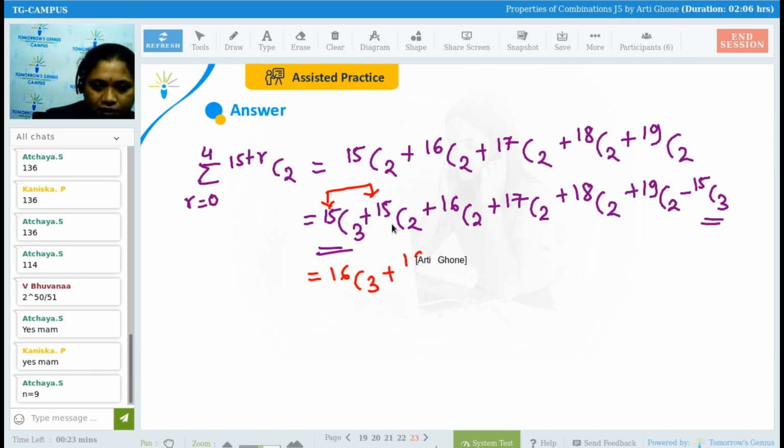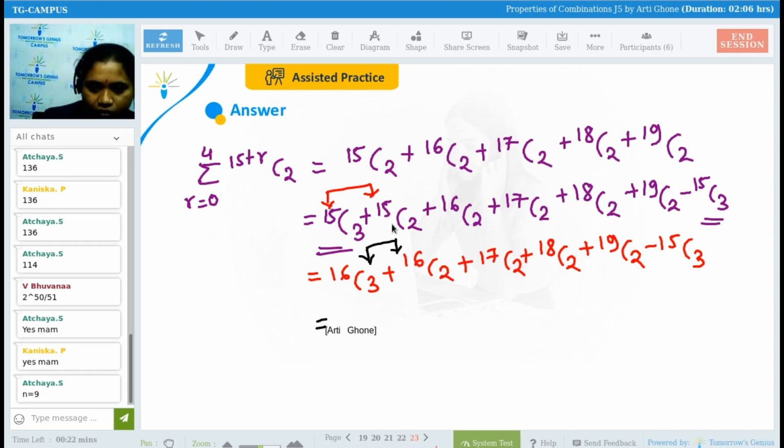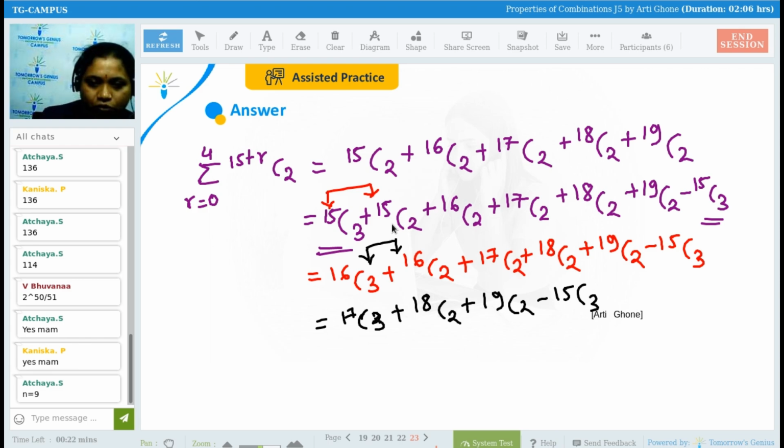16C3 plus 16C2 plus 17C2 plus 18C2 plus 19C2 minus 15C3. Okay, what will be the answer of these two? 17C3, just increase your n by one, and then 17C3 plus 18C2 plus 19C2 minus 15C3. So what will be the answer of these next two, 17? I just missed 17C2. Okay, so do it and tell me the final answer.